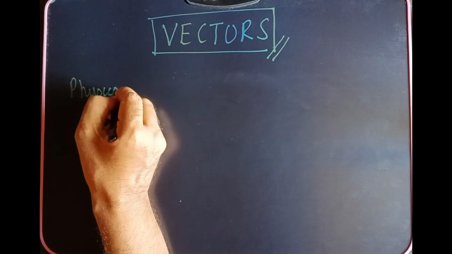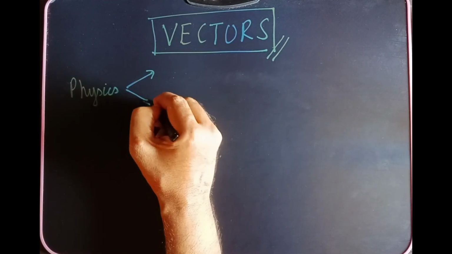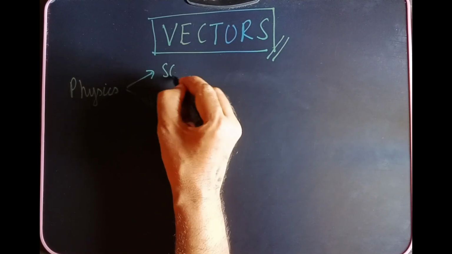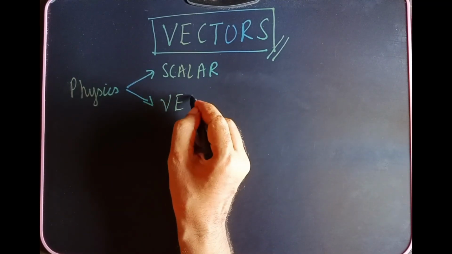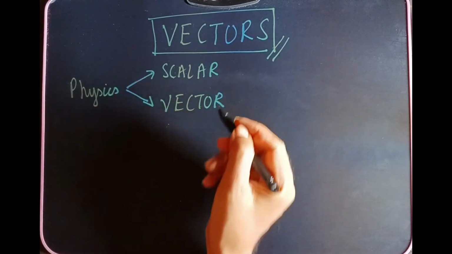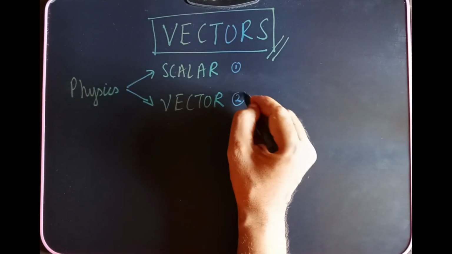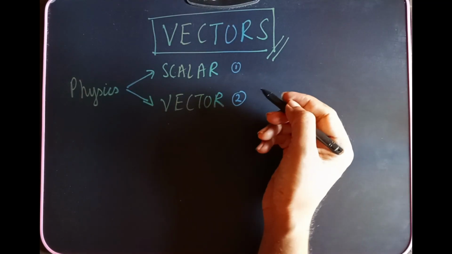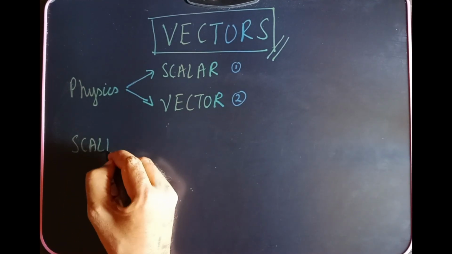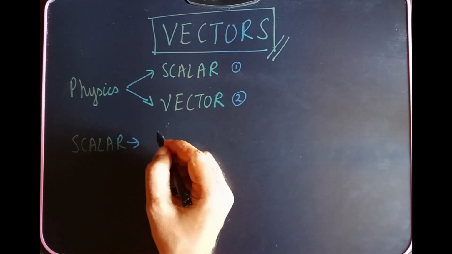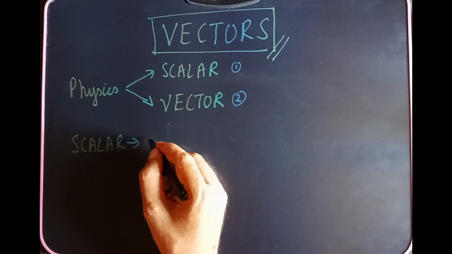So in physics we have two physical quantities. One is a scalar, another is a vector, right? One is a scalar quantity, another is a vector quantity. So what is the scalar quantity? Scalar quantities are those which can be only represented by magnitude.